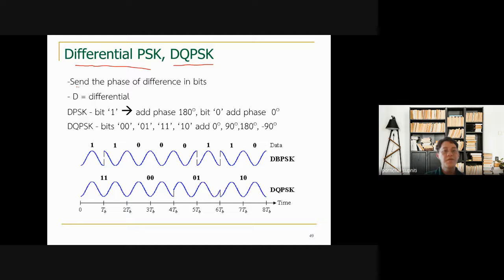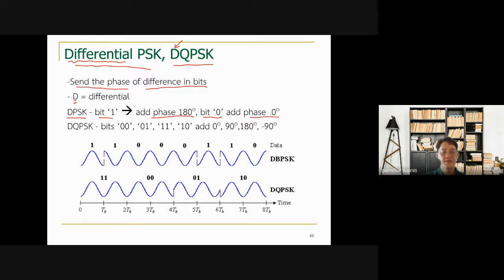So we send the phase of the difference in bits. So this D represents differential. Okay, that's what it is. So basically, this is what they do for DPSK, the binary version of the differential PSK. Whenever you have bit 1, we add the phase 180 degrees. Whenever we have bit 0, we add the phase of 0.